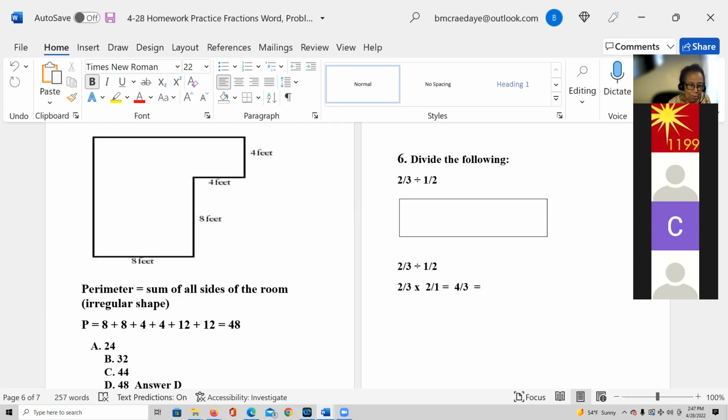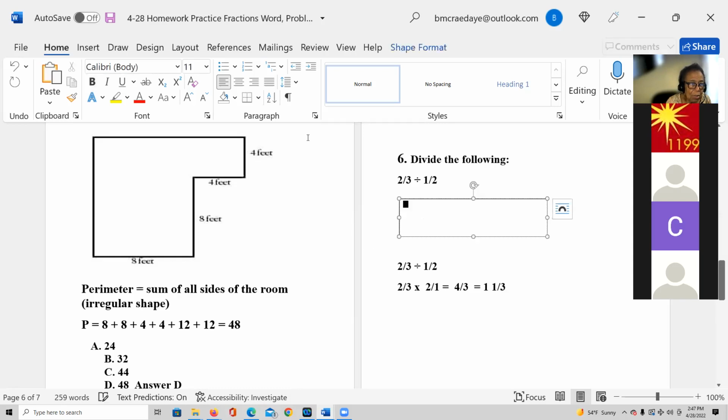What would that be equal to? 4/3 is an improper fraction. In improper fractions, the numerator is bigger than the denominator. So convert this 4/3 to a mixed number or a mixed fraction. What do you get? 1 and 1/3. That's it. Very good. 1 and 1/3.